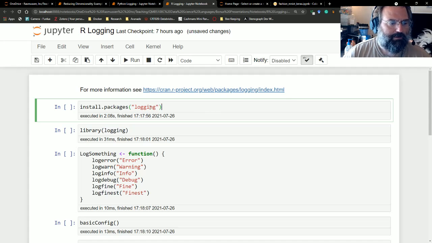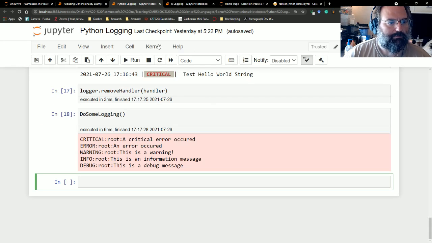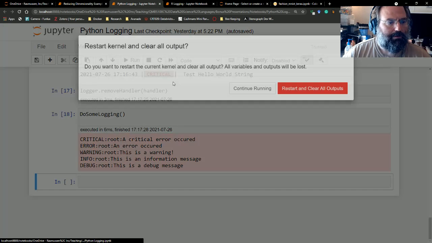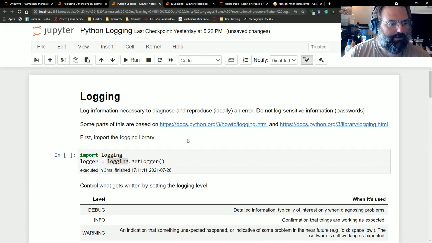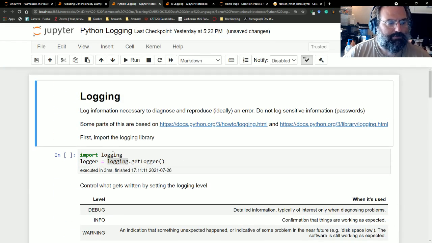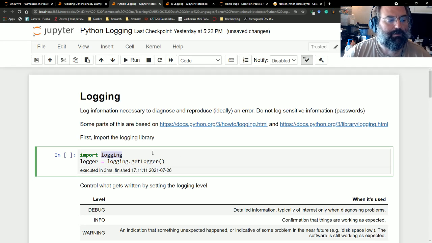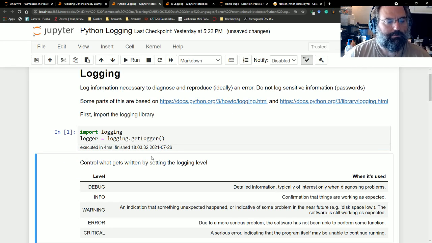Jumping straight in, there's two different ways. We'll start off with Python, probably a good one. We're starting to clear all the output. Go back up here to the very beginning. So it's accomplished using the logging library. And generally speaking, it's already installed for you. You don't typically have to do anything.